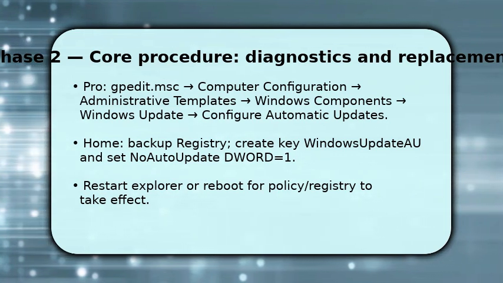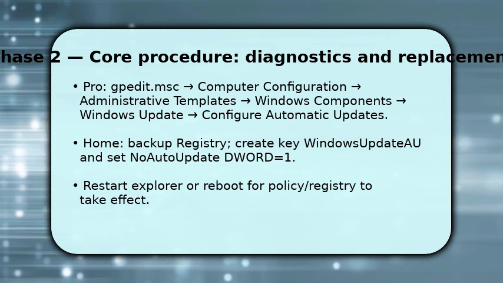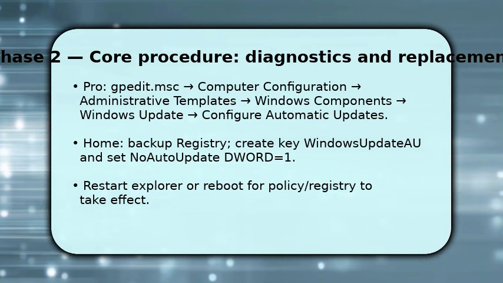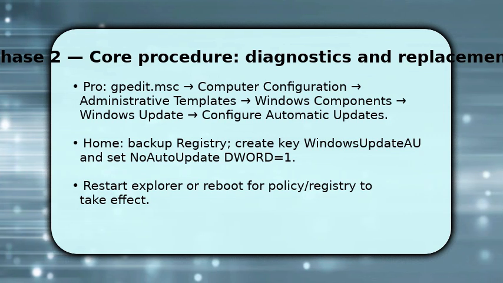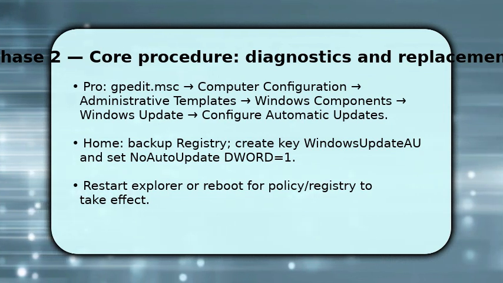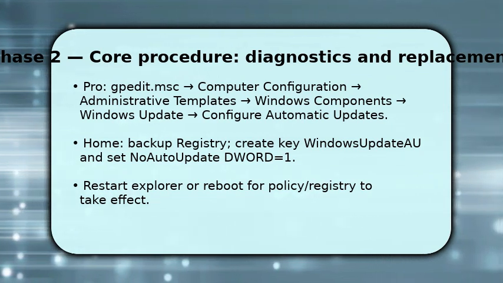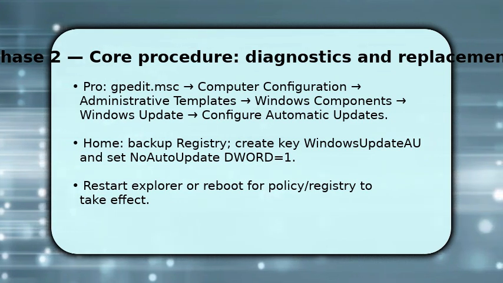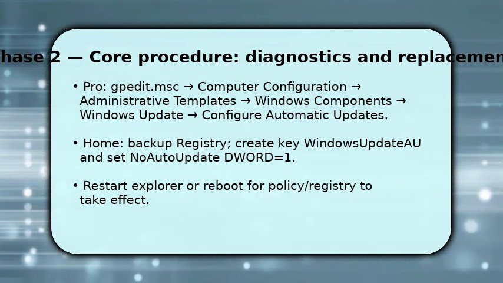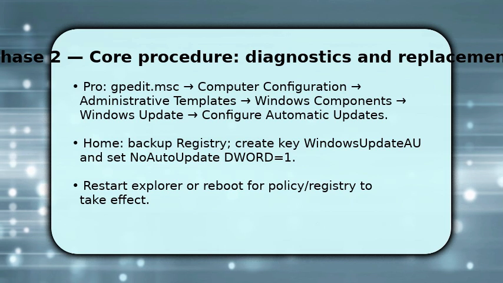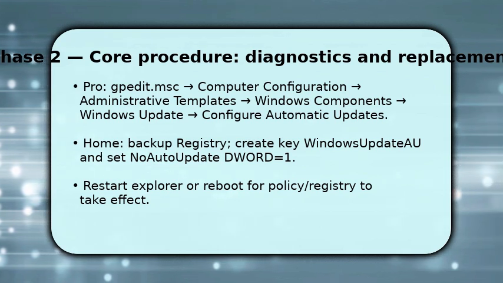If you run Home, open regedit, backup the branch. Then create HKLM\Software\Policies\Microsoft\Windows\WindowsUpdate\AU and add NoAutoUpdate as a 32-bit DWORD equals 1. Apply and reboot so Windows reads the new policy.